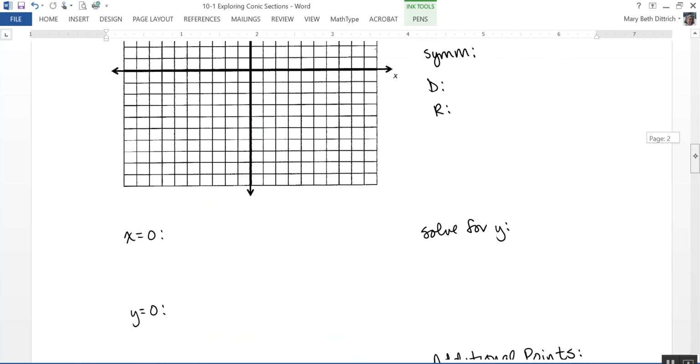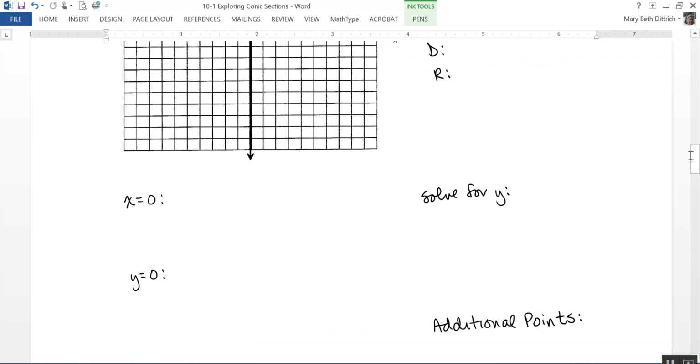So what that means is I want to let x equal 0 and y equal 0 and solve for the other variable. So when x equals 0, I have y squared equals 16, and then y is equal to positive or negative 4. So that's going to give me y-intercepts of 0, comma, plus or minus 4. If I let y equal 0, then I get x squared equals 16, and x is equal to positive or negative 4, and that's going to give me x-intercepts of positive or negative 4, comma 0.